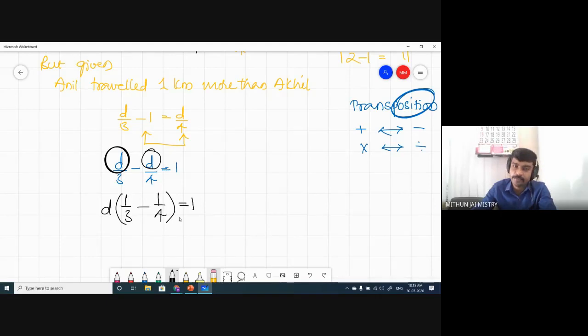What property? Distributive property. You can multiply d inside with 2 terms, or you can take d as outside as common. That is called distributive property, which you have learned. A into b plus c is equals to a into b plus a into c. This is what we have learned. So we can do from here to this.